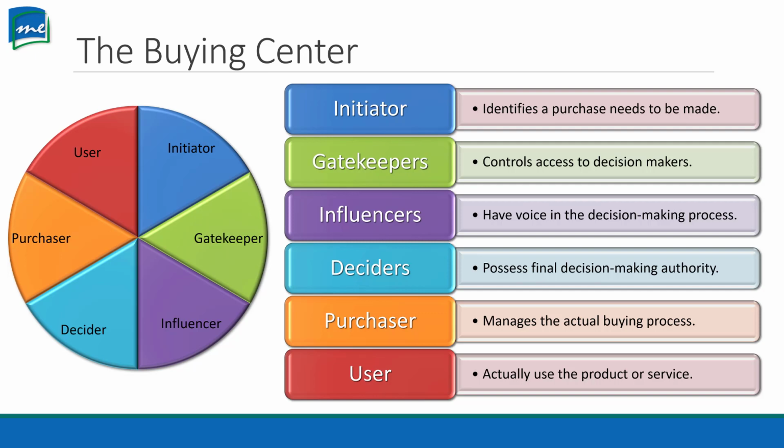The deciders. These are the people with that final decision-making authority. They're the ones who might sign off on it with their actual signature. They're the ones who might be saying yes or no. And at your organization, this might be at different levels. It could be that you have this authority. Or it could be that you have to go up several levels of management before you can get to somebody who has that decision-making authority.